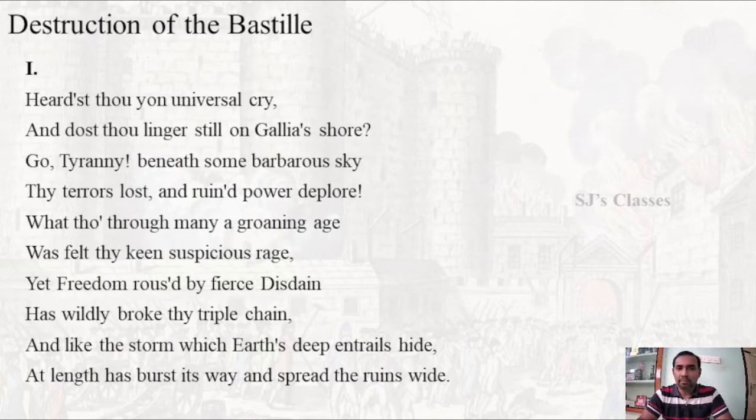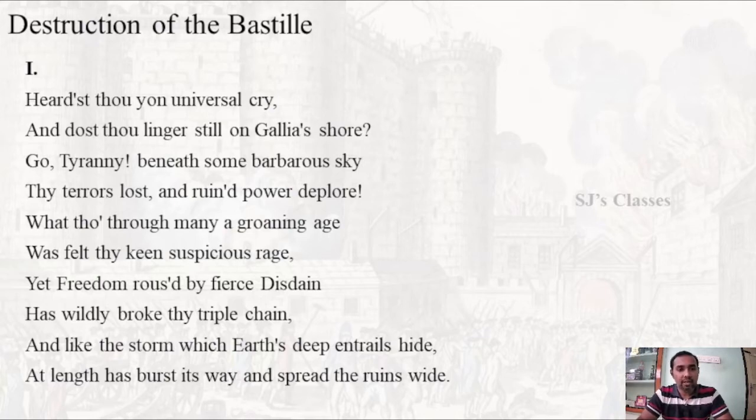Go tyranny, beneath some barbarous sky, thy terrors lost and ruined power deplore. Coleridge says, go tyranny. Tyranny is a form of government in which the ruler is the absolute dictator, and in this case, it's King Louis XVI. Go beneath some barbarous sky. Coleridge tells tyranny to go somewhere where there is no culture or manners, where people are barbaric, because that's where the tyrannizer, King Louis XVI, belongs. Your ability to create fear has been lost, and you mourn or regret strongly your lost power.